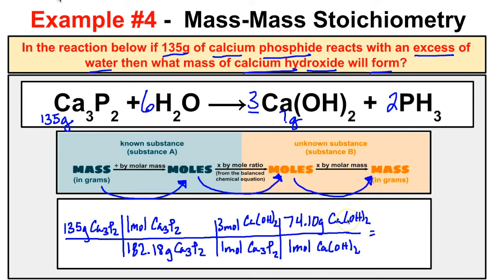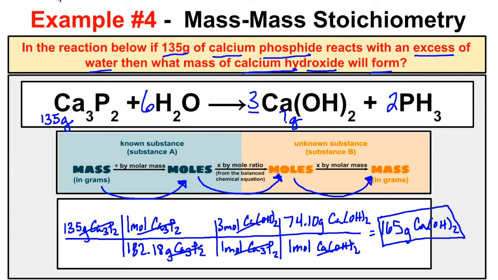So now we take our calculator out and we plug in 135 divided by 182.18 times 3 times 74.1. And we end up with the final answer of, if we have 3 significant figures here, our answer must contain 3 sig figs, 165 what? Well, grams of calcium phosphide are going to cancel. Moles of calcium phosphide are going to cancel. Moles of calcium hydroxide cancel, leaving us with grams of calcium hydroxide, which is exactly what we were trying to find. All right, so if you got 135 grams of this reacting with an excess amount of water, it's going to produce 165 grams of calcium hydroxide.